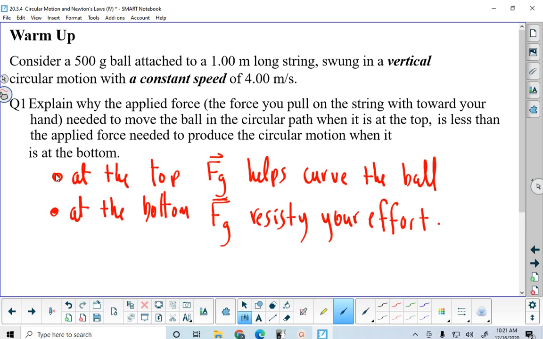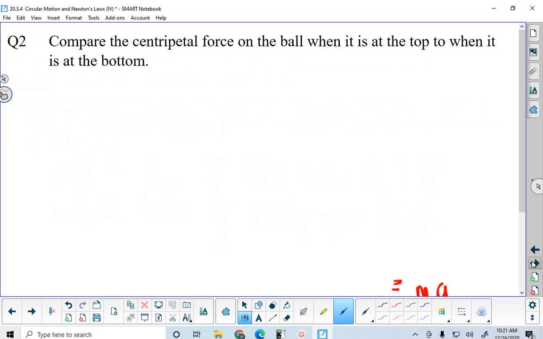And maybe, we're going to end up coming to this conclusion at the end of this lesson, but maybe that's where you have to start here, is you have to understand that the applied force at the top is going to be less. Okay, compare the centripetal force on the ball when it is at the top to when it is at the bottom. So what I would like everybody to do is give some thought here, and I don't want you to type any responses just yet. I want everybody to give some thought as to how the centripetal force experienced by the ball at the top compares to the centripetal force experienced at the bottom.